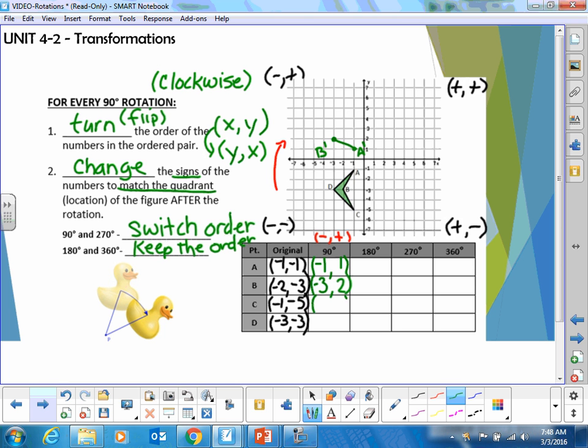Our next one, switch the order of your numbers. So instead of 1 first, I have 5 and then 1, and that 5 has to be negative. So let's go over 5 and then up 1. Oops, I gotta erase my B, it's in the way.